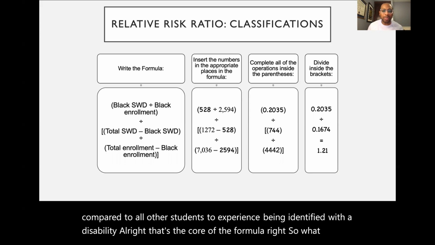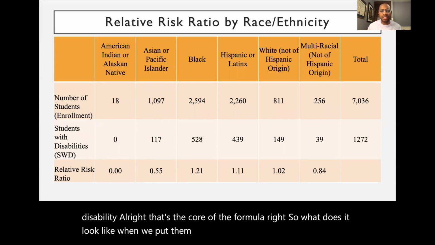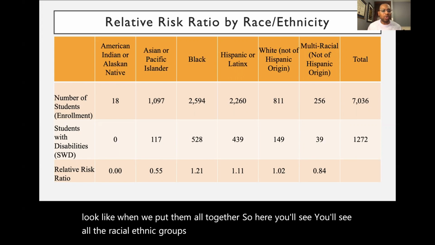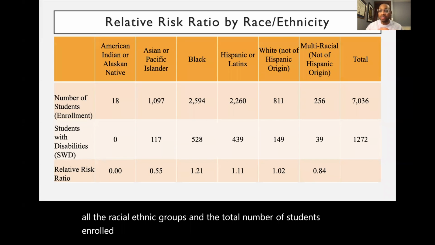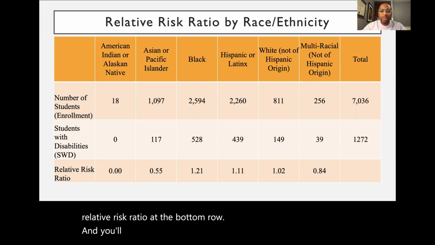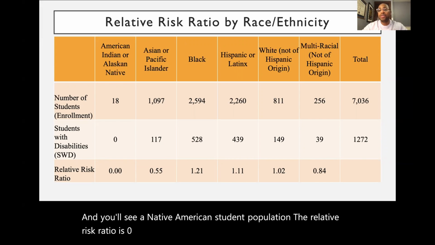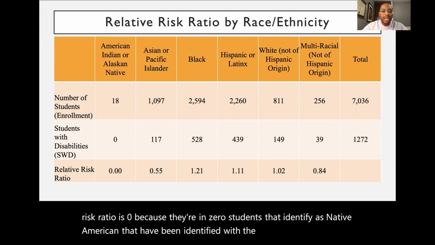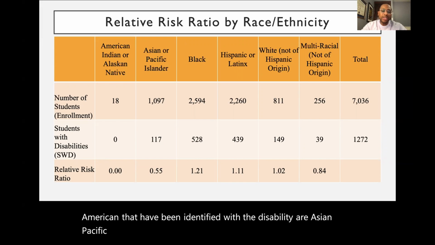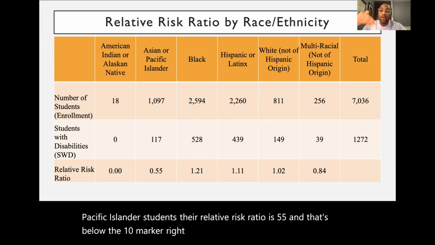So what does it look like when we put them all together? So here you'll see all the racial ethnic groups and the total number of students enrolled, the students with disabilities, and you'll see the relative risk ratio at the bottom row. And you'll see Native American student population, the relative risk ratio is 0 because there are 0 students that identify as Native American that have been identified with a disability. Our Asian Pacific Islander students, their relative risk ratio is 0.55, and that's below the 1.0 marker, right? So they have a lowered risk.